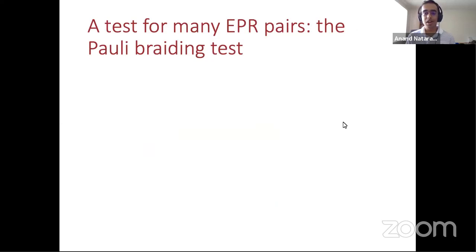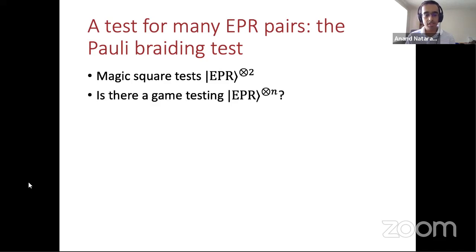But now I'm going to tell you how to generalize this idea to many qubits. I'll do this in 2 steps. The first generalization will be something called the Pauli braiding test, which will be able to test many qubits. It'll test basically n qubits, but ultimately we want to get up to 2 to the n. So then in the second step, I'll tell you how to make this test even more efficient and how you can get to an exponential number of EPR pairs. So how do I generalize this?